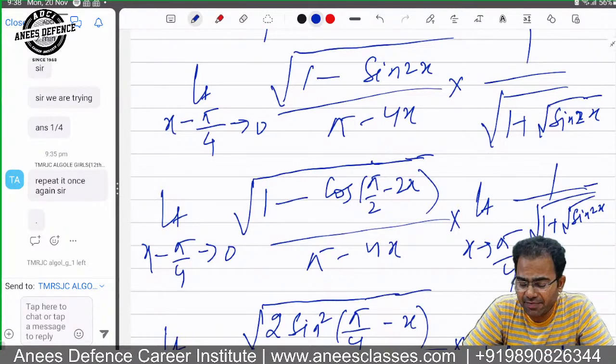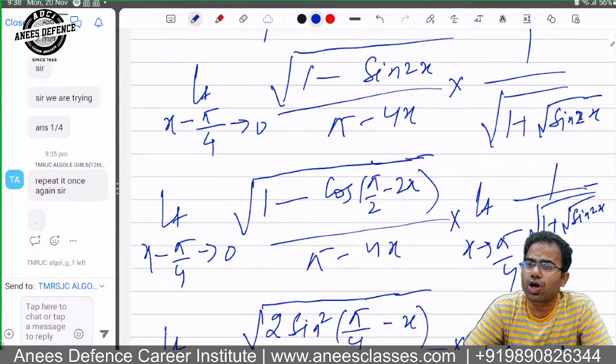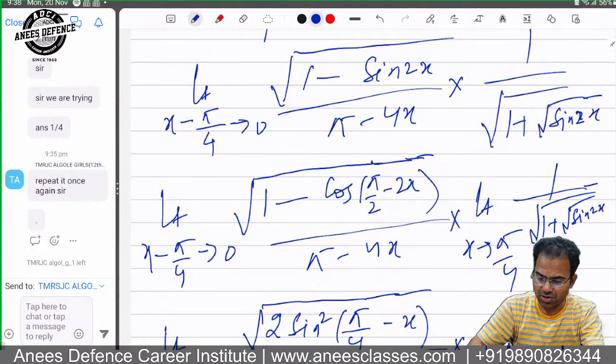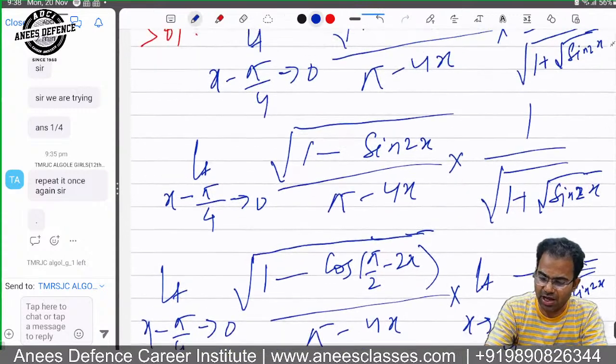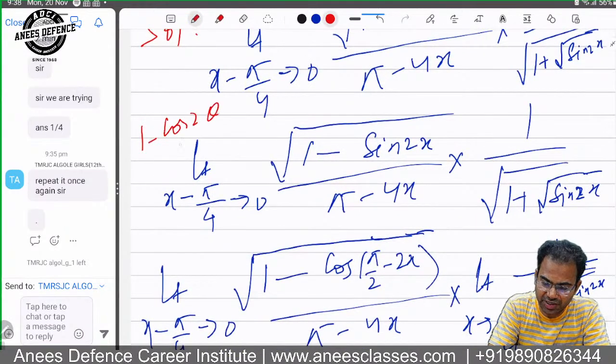The formula that we have is for 1 minus cos 2 theta, and 1 plus, we have the formula for 1 minus cos 2 theta, that is 2 sin square theta.